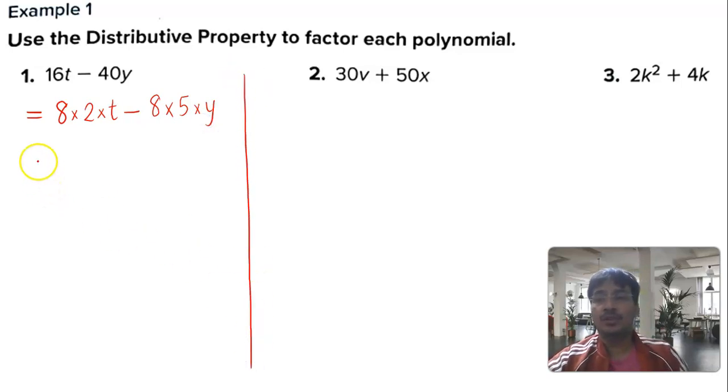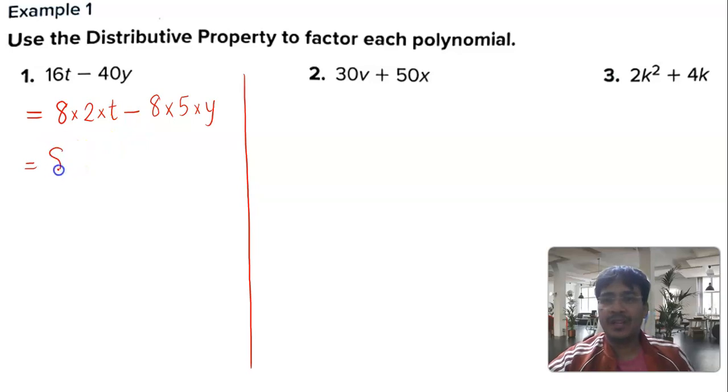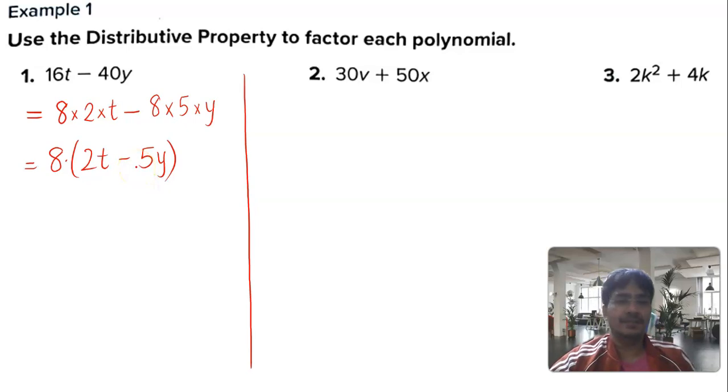So in both the terms, you can see 8 is common. So I'll take 8 common out and put a multiplication or just a point here. Point means multiplication, and we'll get 2t minus 5y, and that's it. It is done. This is how you factorize. You just have to think of a number which has 16 and 40 as its multiple, and then just take that number common out of the bracket and write the other things in the bracket, and it's done.